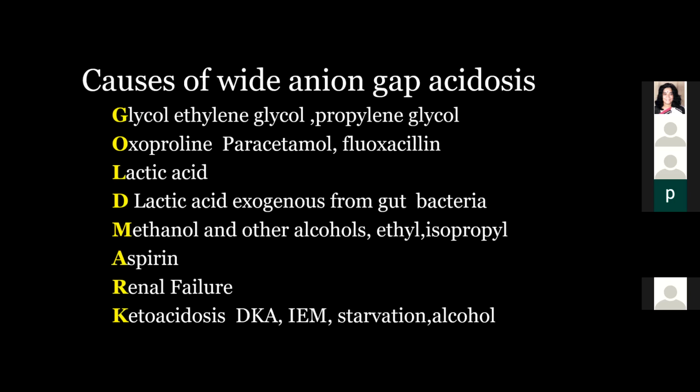Oxoproline, which is a metabolic product from drugs like paracetamol, oxacillin, flucloxacillin. So an important thing to keep in mind. So the history is important, what all he's been taking. Lactic acid, L-lactic acid, D-lactic acid, which comes from the gut bacteria, methanol and other alcohols, ethyl alcohol, isopropyl alcohol, A for aspirin, R for renal failure, and ketoacidosis, which we already mentioned.